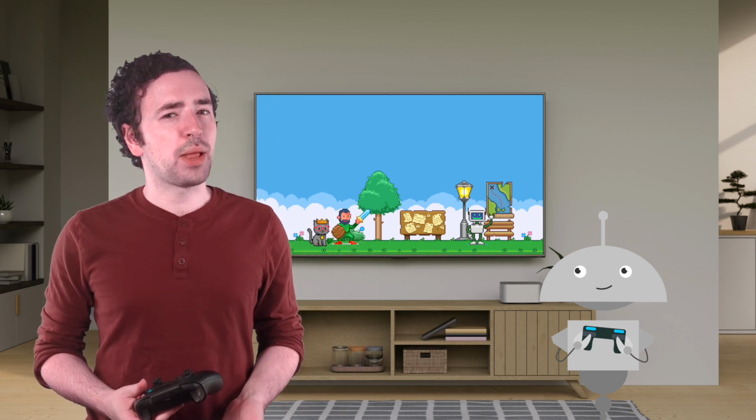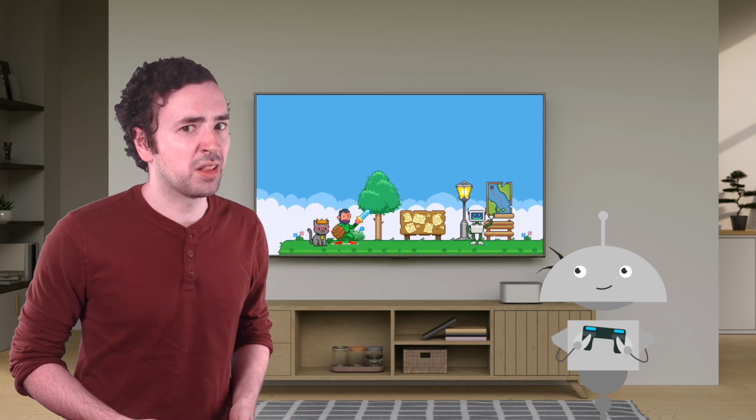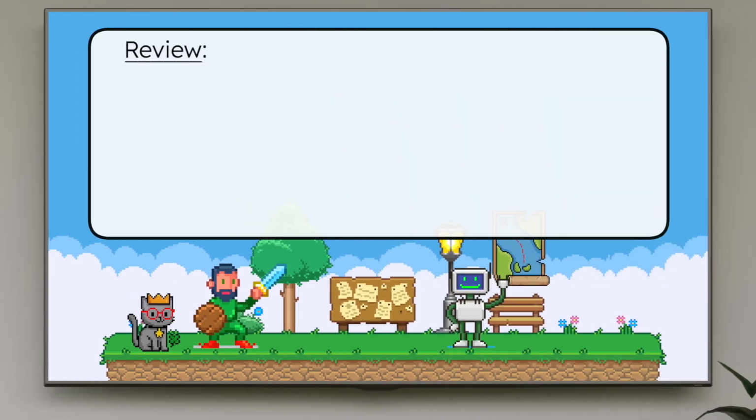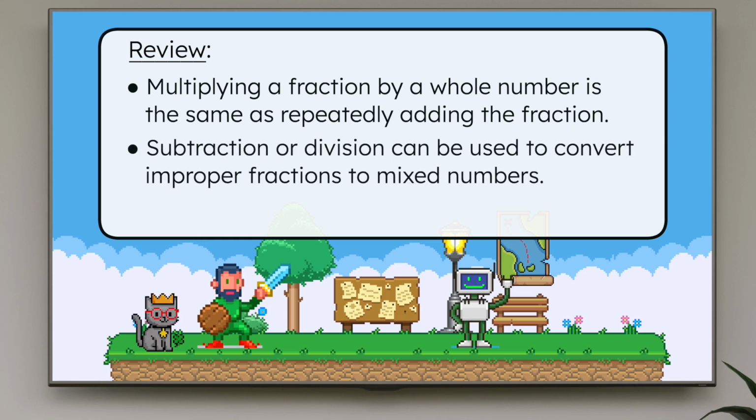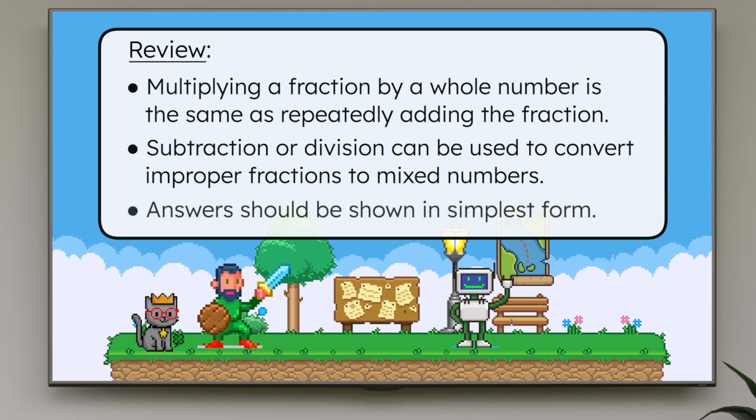So, what have we learned today, besides the fact that multiplying fractions just helped us level up big time? Well, now you know that multiplying a fraction by a whole number is the same as repeatedly adding the fraction. You know that subtraction or division can be used to convert improper fractions to mixed numbers, and that answers should be shown in simplest form.